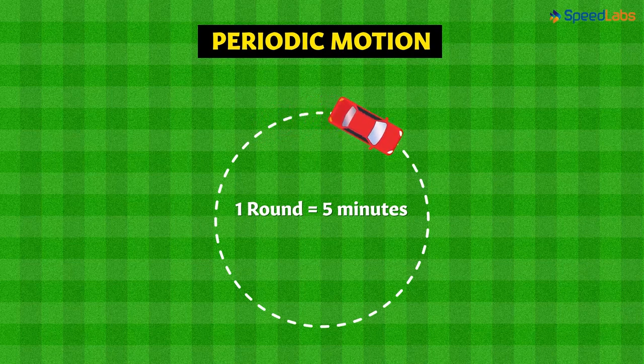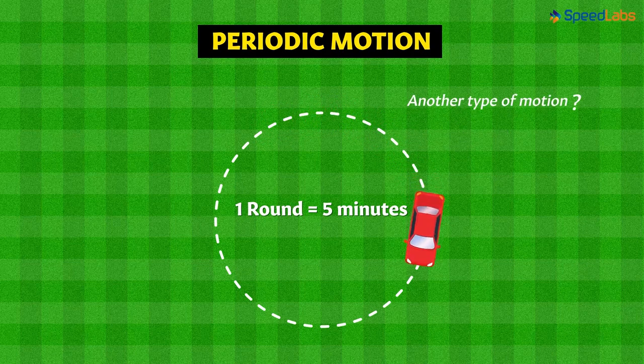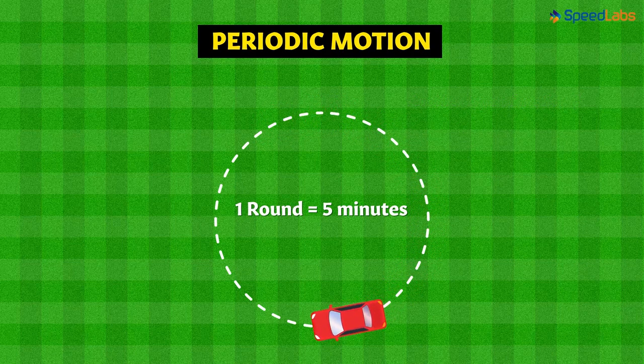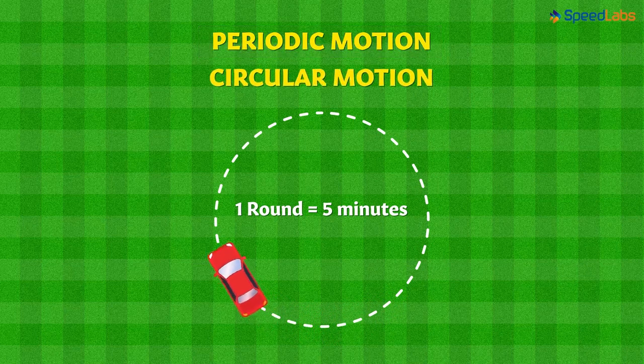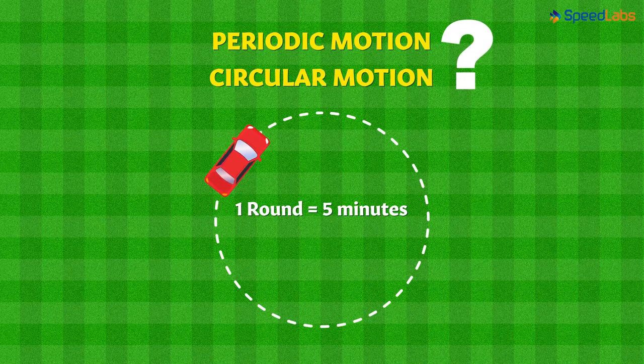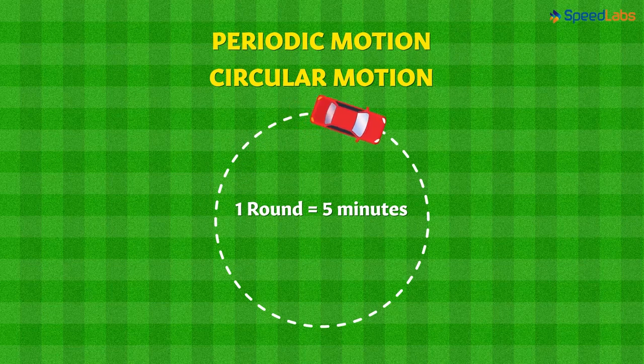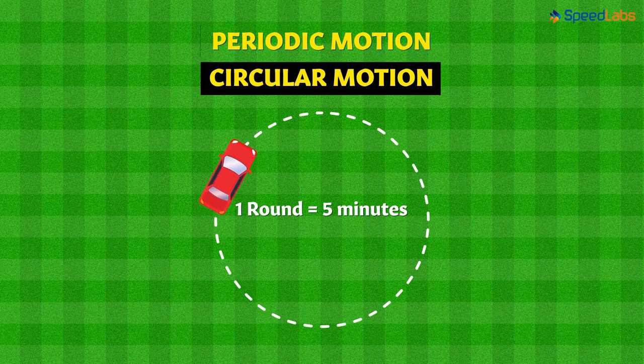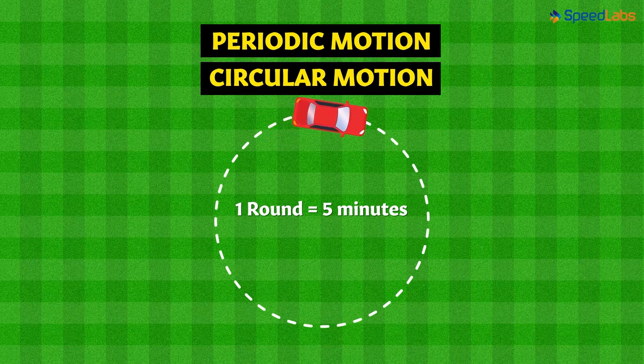But wait a moment. Is it performing some other type of motion as well? Yes, it's also undergoing circular motion. So what can you imply from this? We can say that any object can perform more than one type of motion at the same time. Here the object is performing circular and periodic motion. Can you think of more examples?